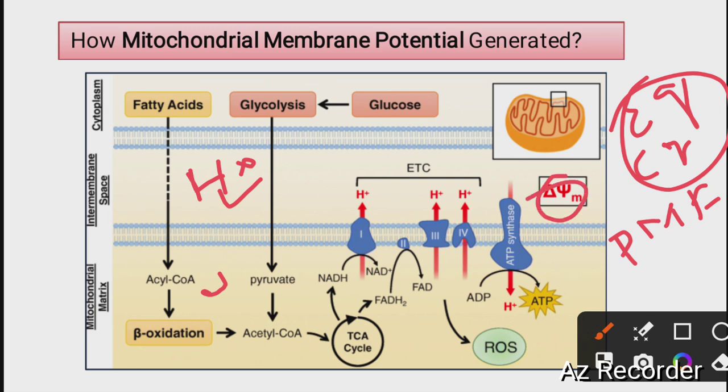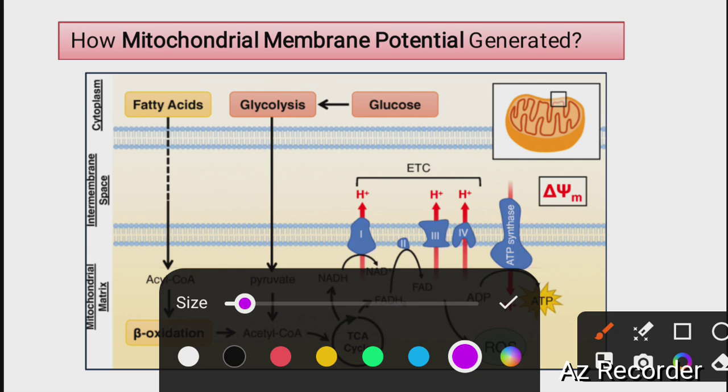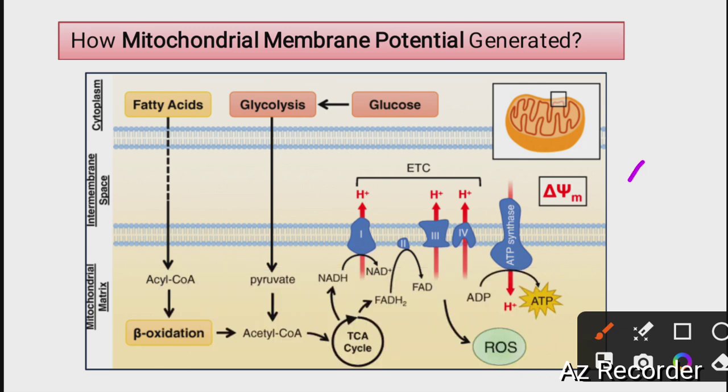This creates the mitochondrial membrane potential. Typically, this potential ranges from minus 152 to minus 180 millivolts, negative inside. This is the potential range inside the mitochondria, that is, in the matrix. Then what happens? ATP synthesis.